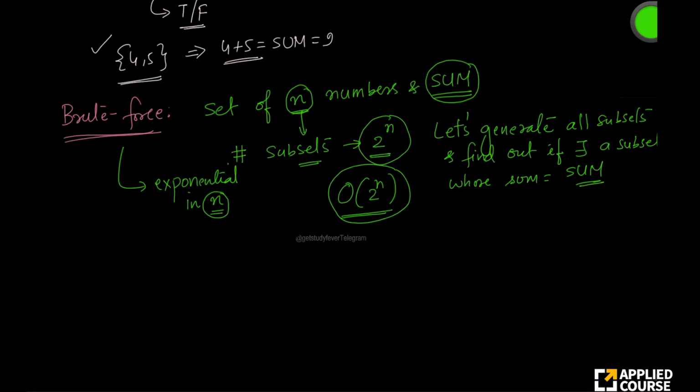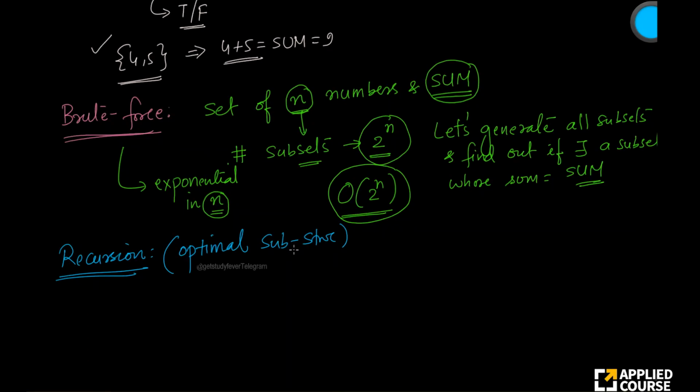Now, if I don't want to do the brute force approach, if I want to do the recursion approach, let's write the recursion approach, so that once I have the optimal substructure, I can obviously solve it. Recursion basically indicates optimal substructure here. If I can break a problem of size n into smaller problems, I have the optimal substructure.